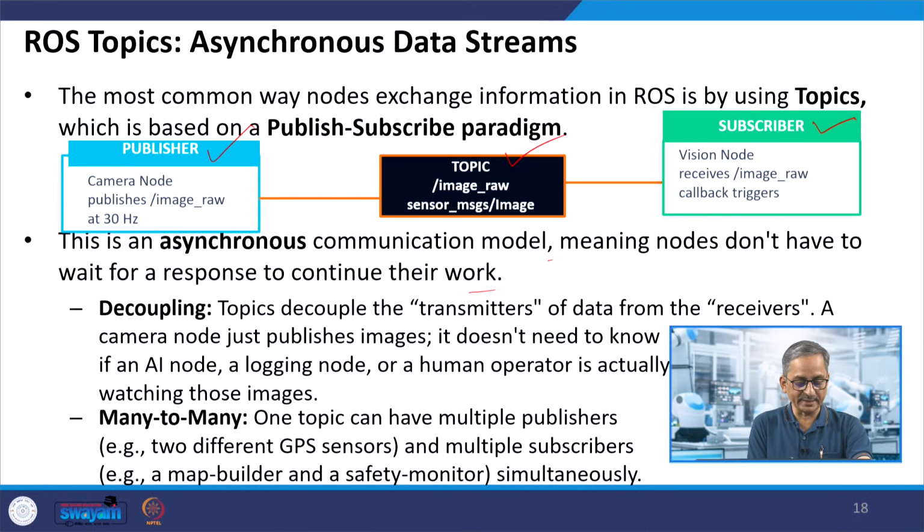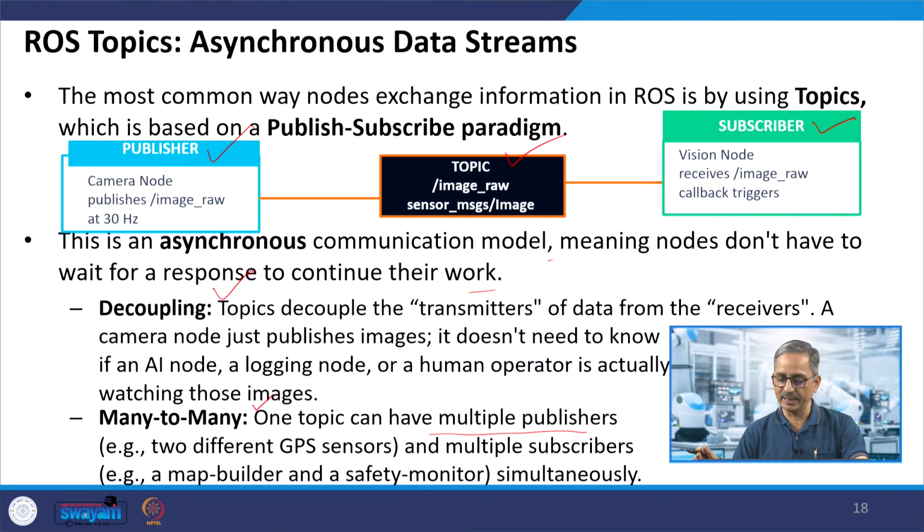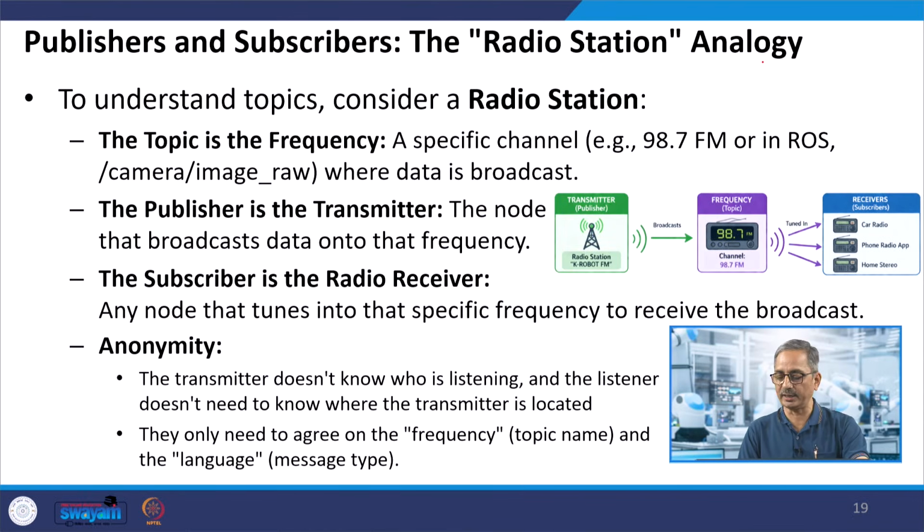Okay. Some of the features are decoupling and many-to-many. Many-to-many means one topic can have multiple publishers. Then publisher and subscriber, basically what we have seen here, that analogy we can give through the radio station analogy, where you have a transmitter which is a publisher basically, then you have a receiver which is the subscriber, and the frequency is basically the topic. Okay. So this way we can have a correlation with that. Okay. So the topic is the frequency here, the publisher is the transmitter, and the subscriber is the radio receiver.